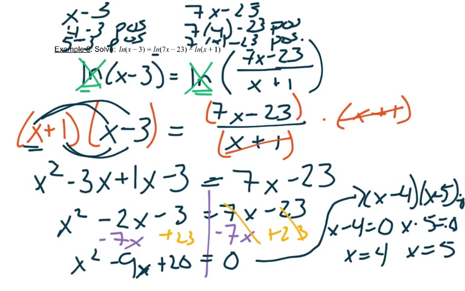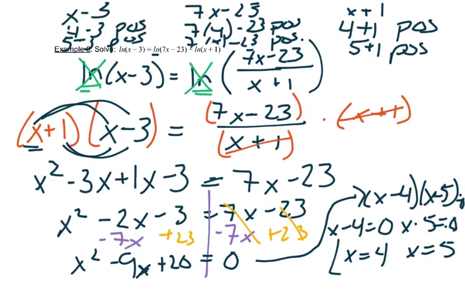So now I have one more. I have x plus 1. So I'll put the 4 in there, and I get a positive number. And I'll put the 5 in there, and I get a positive number. Which means that both of these answers work for this problem.